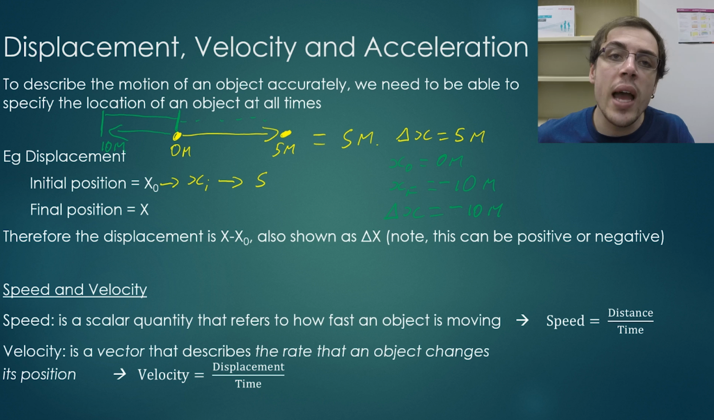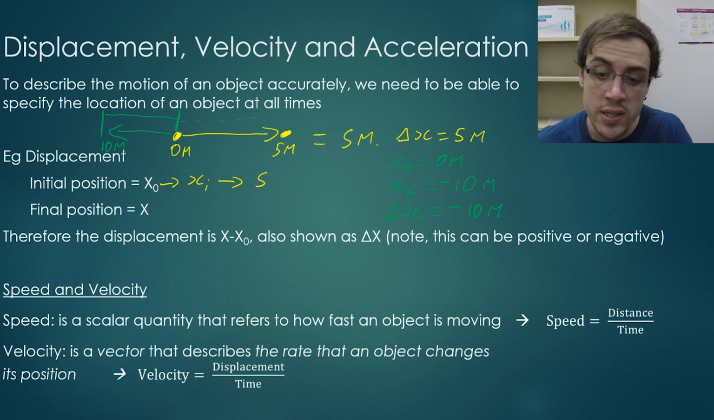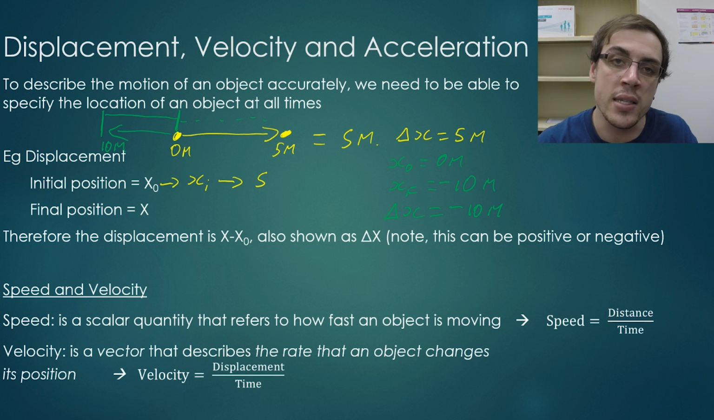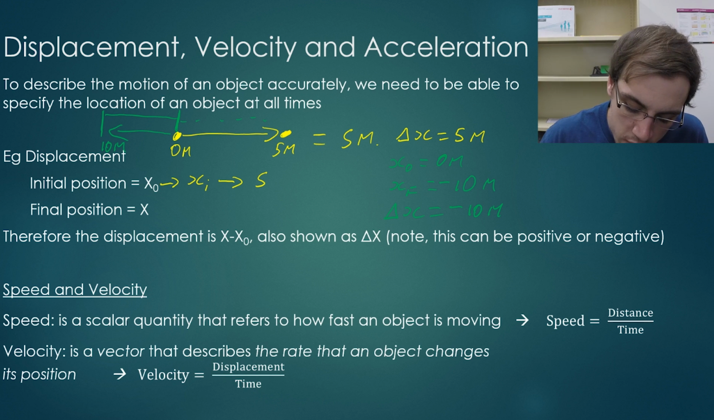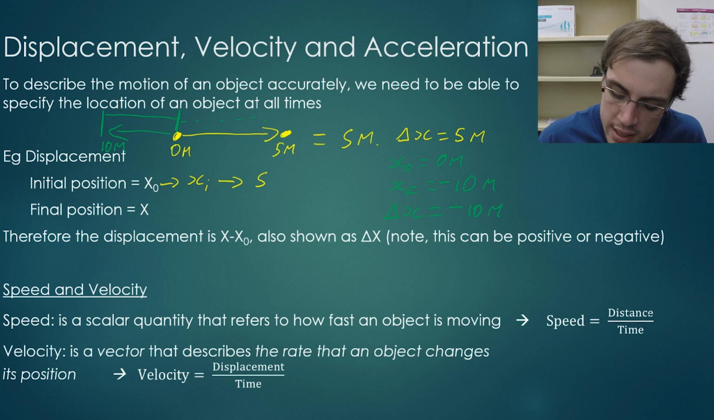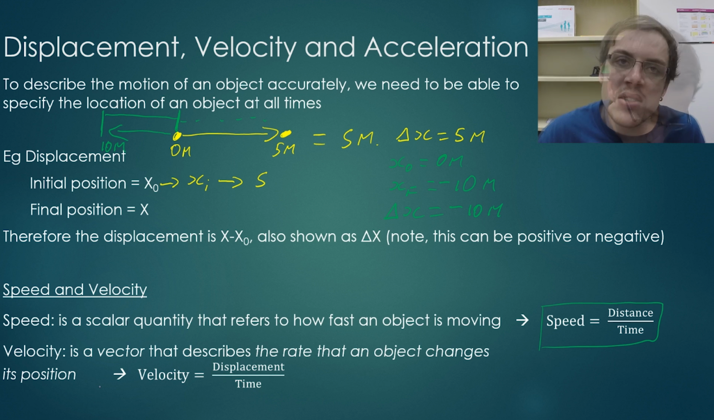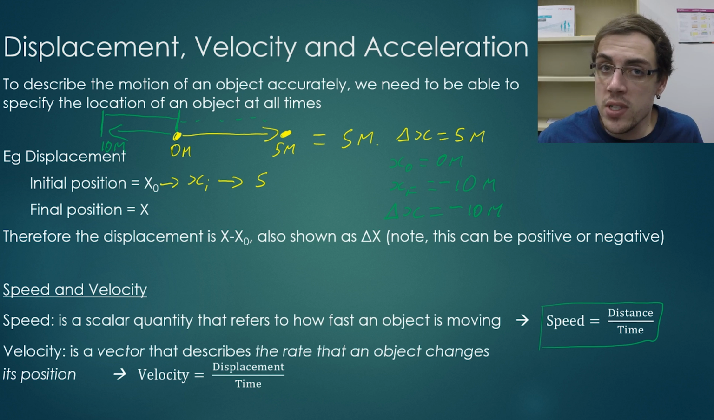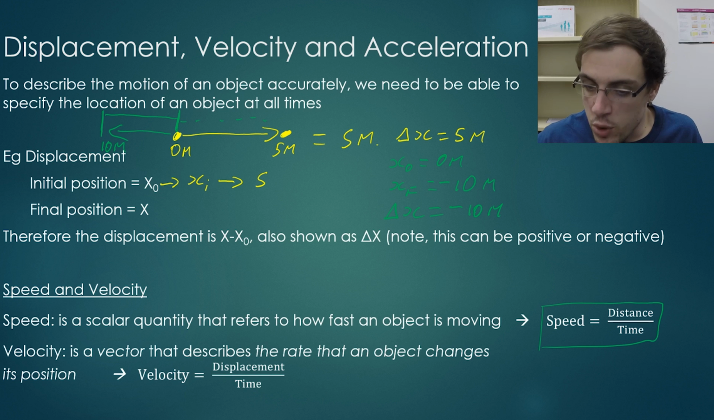Now let us look at speed and velocity, because that is the same as when we were comparing distance and displacement. Comparing speed and velocity is very similar, because speed is a scalar quantity. It just refers to how fast an object is moving. We can see this by speed is equal to distance over time. This formula here you will need to memorize. So speed is the scalar quantity. We just say something is moving at this speed, but we don't say a direction.